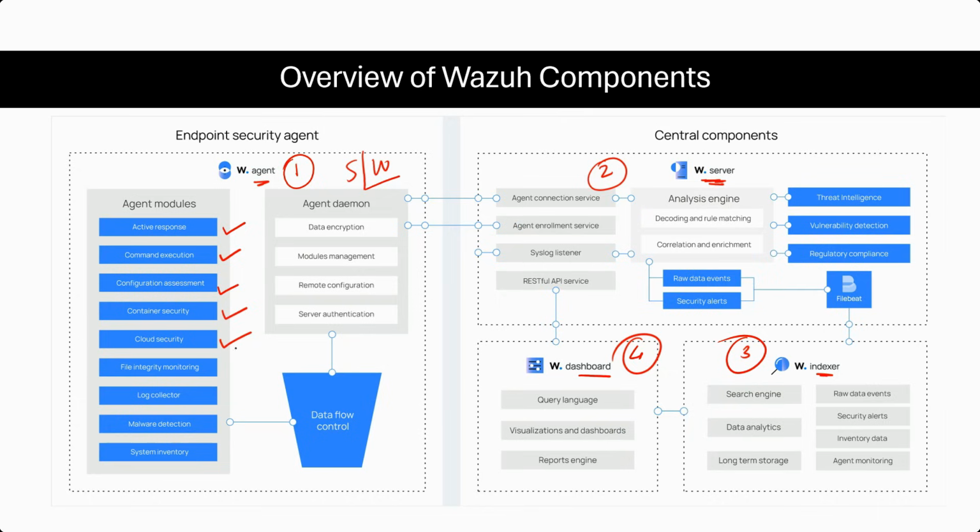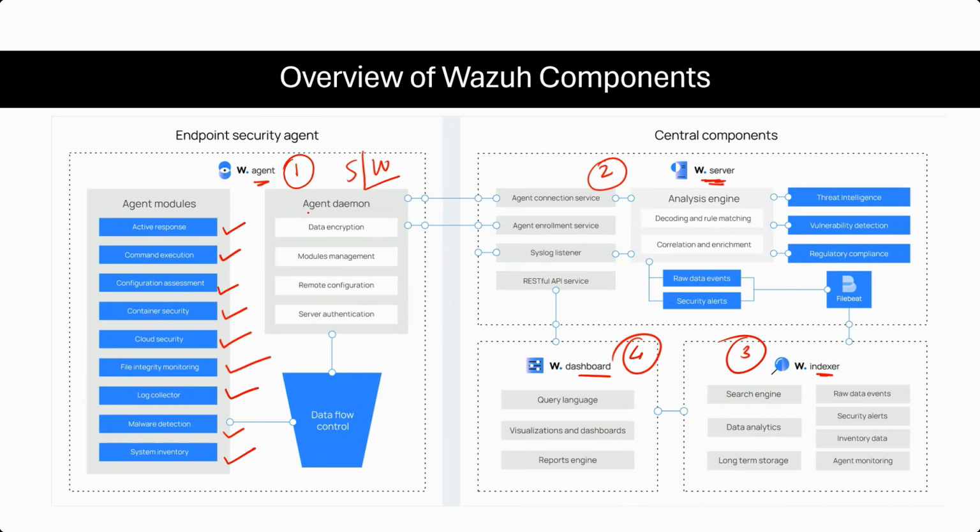You have cloud security, which monitors every cloud event or audit trail like AWS, Azure, or GCP. We have file integrity monitoring, which is to monitor any file changes, addition, deletion, modification. We have log collector, which is just to collect all the logs from the endpoint. Okay. Then we have malware detection and system inventory. System inventory basically maintains inventory of all the software and different modules in the system.